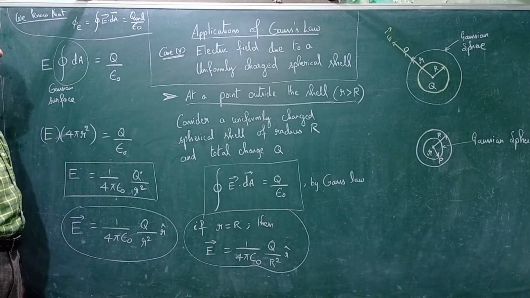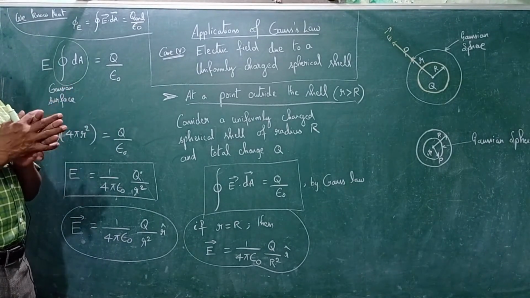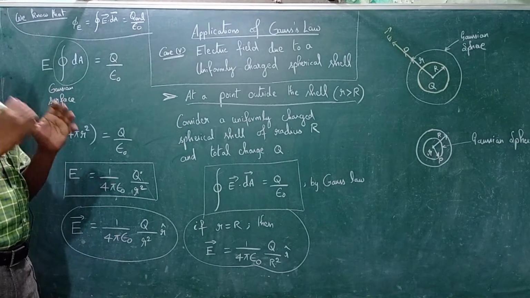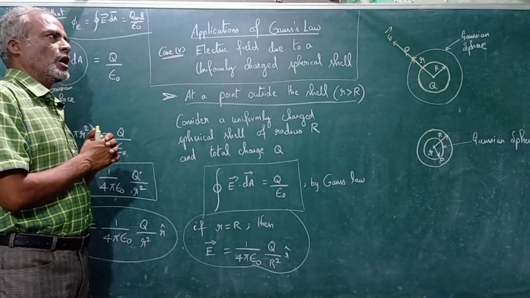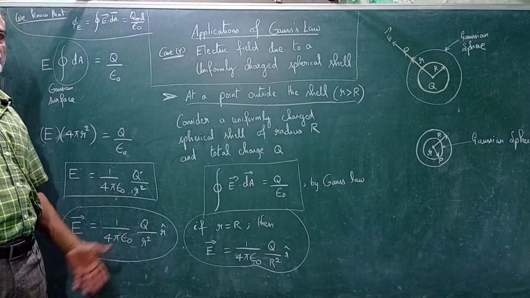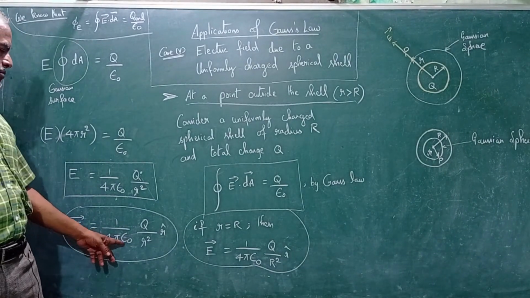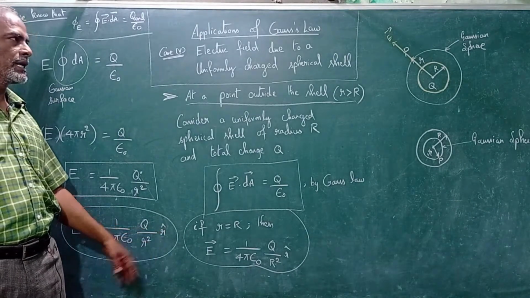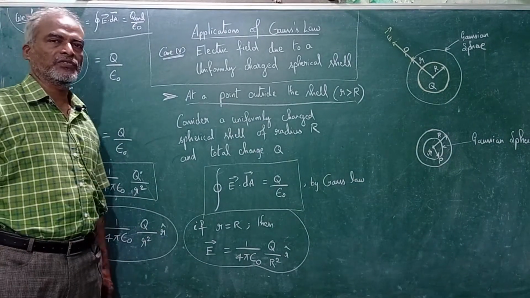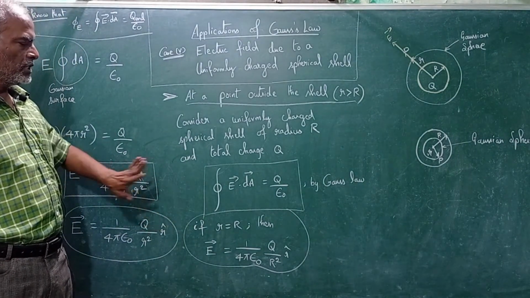This is the electric field that is emanating from the charge q when we consider a Gaussian sphere outside a spherical shell. Now we want to represent this in vector form. E vector is equal to 1 by 4 pi epsilon naught q by r square r cap. r cap is in the direction of radius vector. So this is case 1.